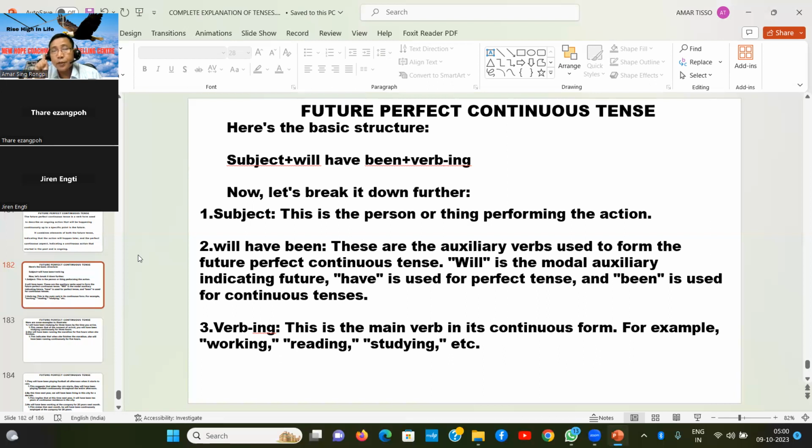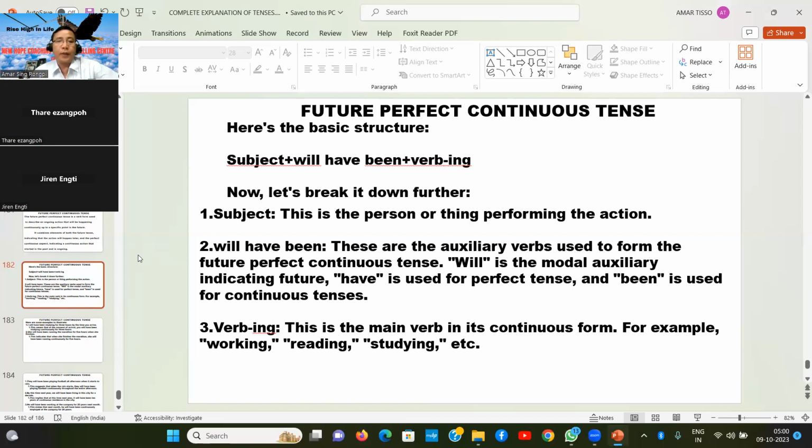Will is pointing to the future, have is pointing to the perfect tense, and been is pointing to the continuous. So will means future, have means perfect, and been means continuous. And that's why we have to use these three auxiliary verbs to indicate the future perfect continuous tense.